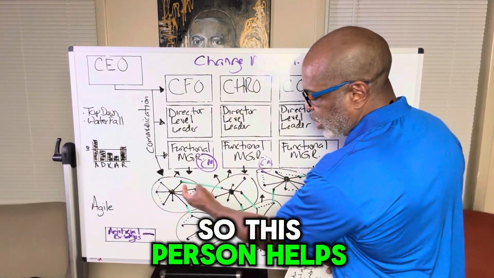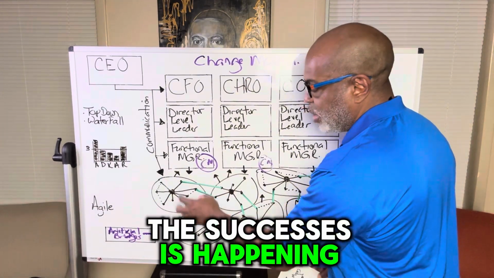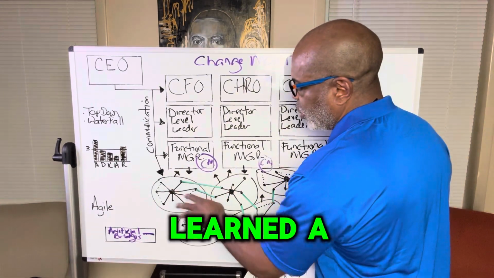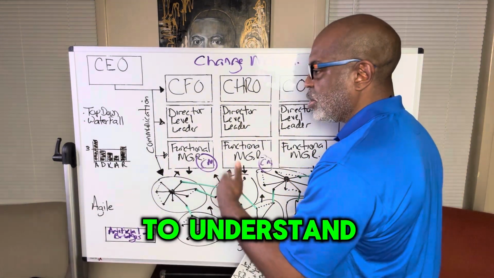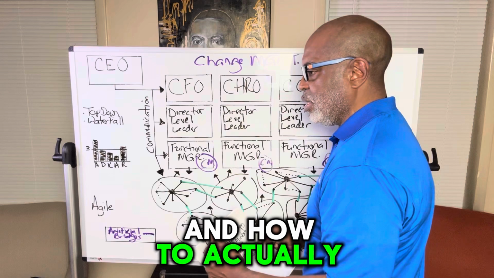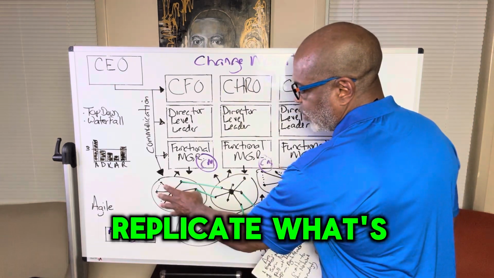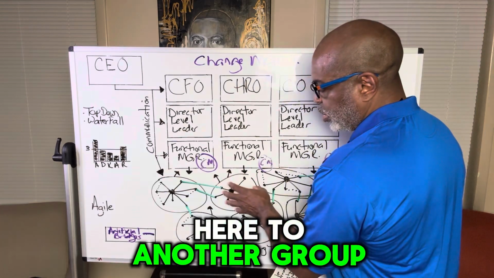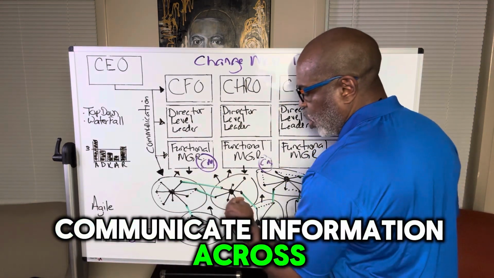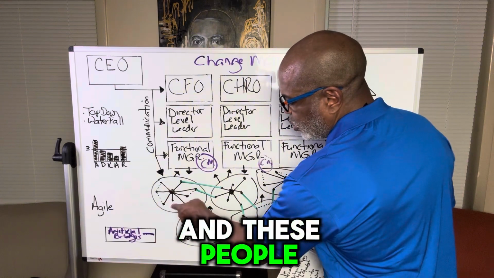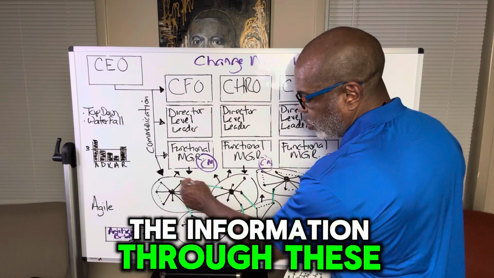So this person helps to communicate to this group the successes that are happening in this one. If this group has learned a more accelerated way to understand the new change and how to actually effectively use the technology, then we want to replicate what's happening over here to another group. And how we do it is, first we communicate information across, and these people do not have connections with this particular community, so we will communicate the information through these two.